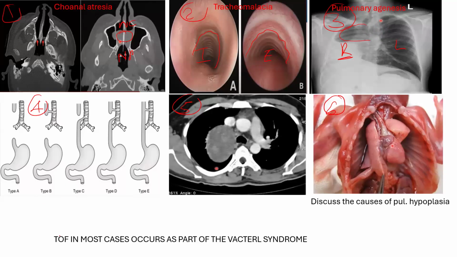Now, you said this is TOF, which is very good, but I want you to please go and find out the types of TOF. You can see you have type A, B, C, D, E. Can you be able to name this? Okay, can you be able to name this?